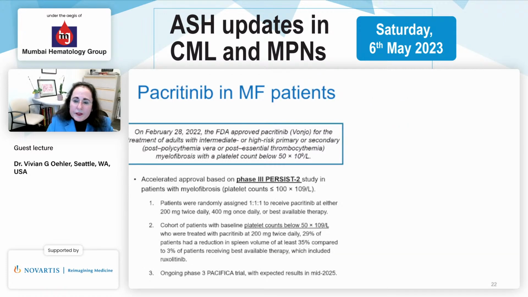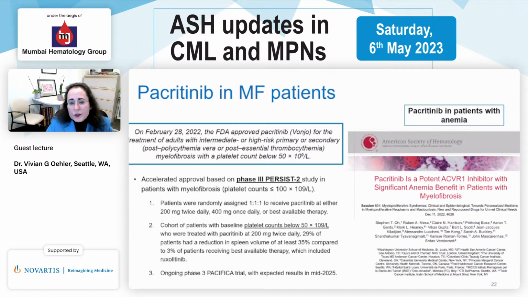The FDA approved pacritinib in the management of intermediate or high-risk PMF or secondary MF in 2022. It's indicated for patients with thrombocytopenia with platelets less than 50,000, and approval was based on the results of the phase 3 PERSIST-2 study, which compared pacritinib at two doses to best available therapy. For patients receiving the dose of 200 milligrams twice daily, 29% achieved SVR35 versus 3% of patients receiving best available therapy. And the phase 3 PACIFICA study is ongoing.